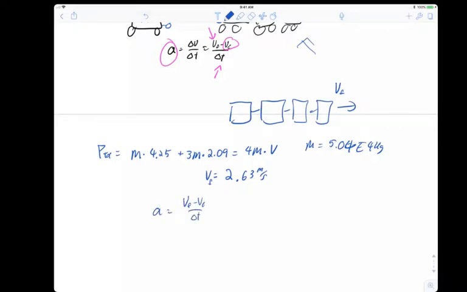All right, so the acceleration given is minus 5.45. Final velocity is 2.63. Initial velocity is 4.25. There's delta t. So now I just solve for delta t. 2.63 minus 4.25 divided by 5.45 is 0.3. That's how long the collision takes.